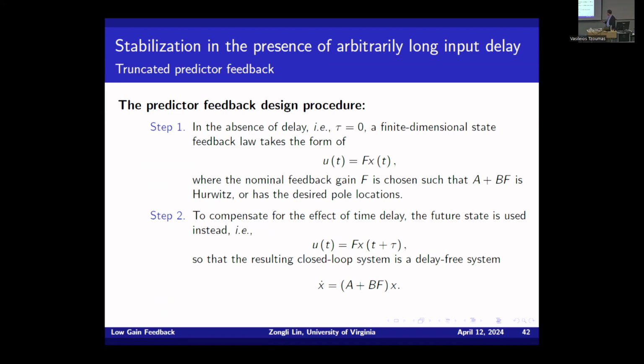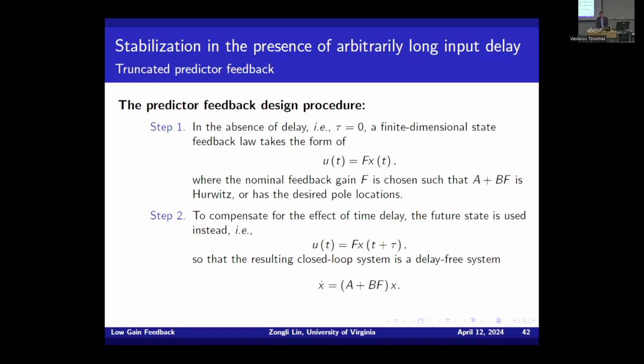Now with delay, the question is, once you have delay, things get lost, right? Then somebody smart said, well, I can predict the state, right? So basically, predict the state: instead of F x(t), I use F x(t plus tau), is that right? Then when you implement it, the closed loop system will be like this, no delay. So this is predictor feedback. So you predict the state to cancel the delay, right?